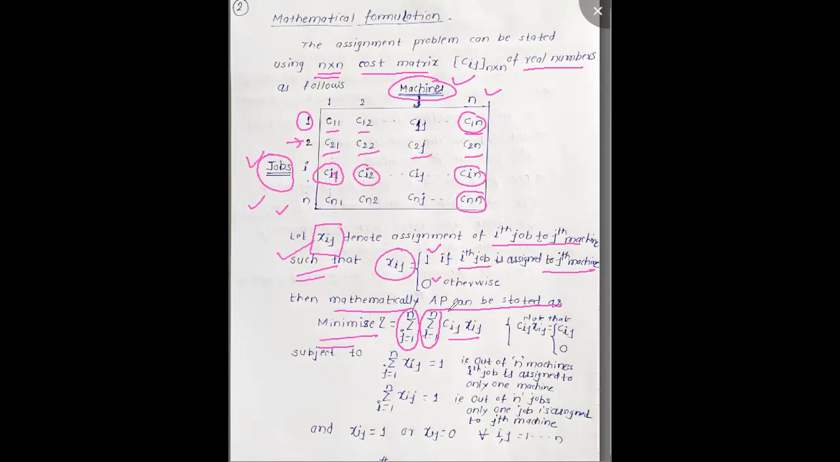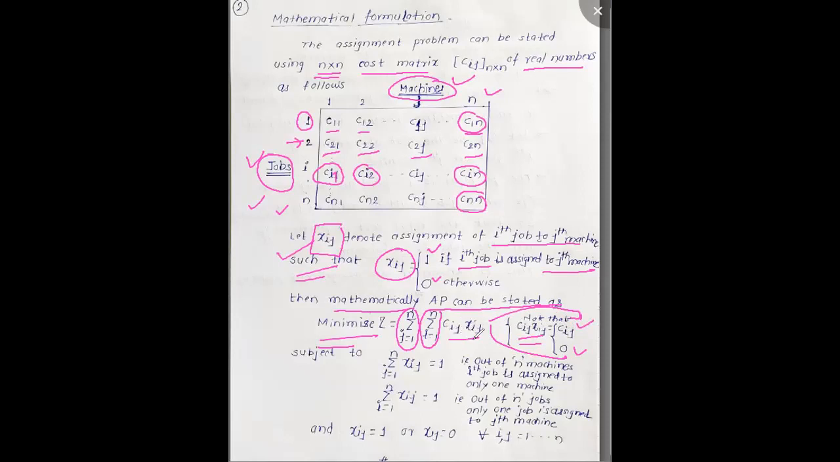Now the product. Cij is the cost of performing the ith job on the jth machine. Note that this product, because the variable takes only two values: if xij is 1, we get Cij, and when xij is 0, we get 0. That means this product is either Cij or 0. It is Cij when we assign the ith job to the jth machine. Otherwise, this value is 0.